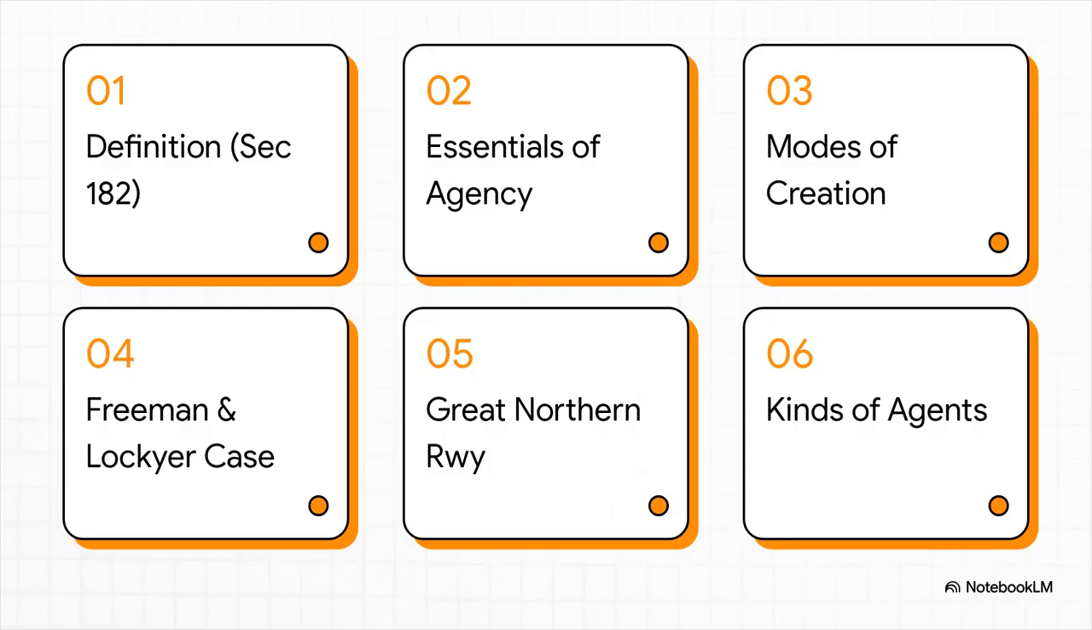Now, on the board, you'll see the exact structure your answer must take. 1. Definition, under Section 182. 2. Essentials of agency. 3. Modes of creation. 4. The Freeman and Lockyer case. 5. The Great Northern Railway case. And finally, 6. Kinds of agents. Look, replicating this exact index at the very beginning of your answer script, that is literally how you capture the evaluator's attention immediately. It signals absolute conceptual clarity.